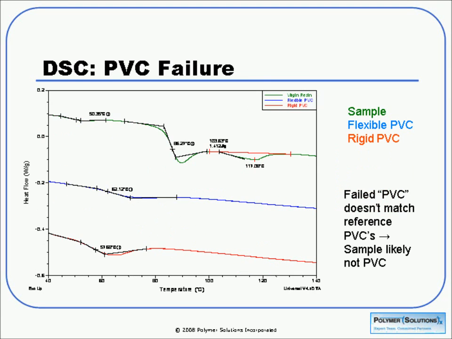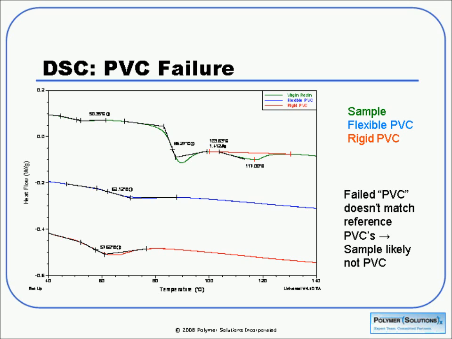the DSC. We also looked at a failure of PVC. In this case, we're actually using the DSC to confirm or not confirm that our sample is what we think it is. This was presented to us as being PVC, and that's the green sample at the top.